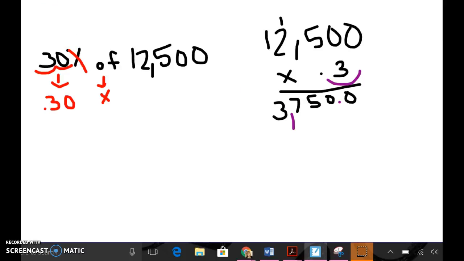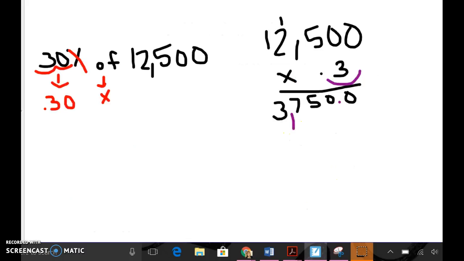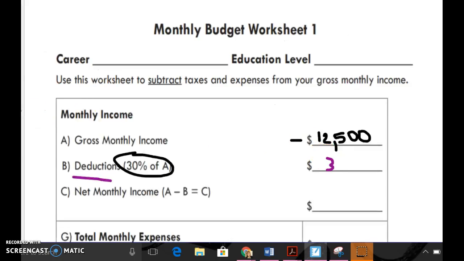So you would go to your gross monthly sheet, and you would fill in your deduction. What does deduction mean? Deduction means to take away. So whatever you get when you multiply your gross monthly salary times 30% is what you're going to take away. So mine was $3,750. So I'm going to put in $3,750.